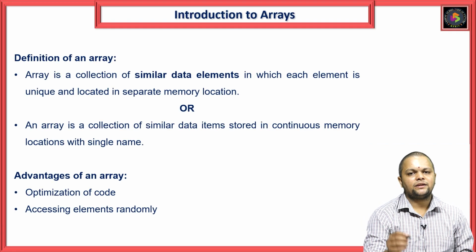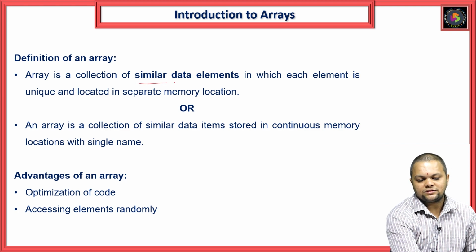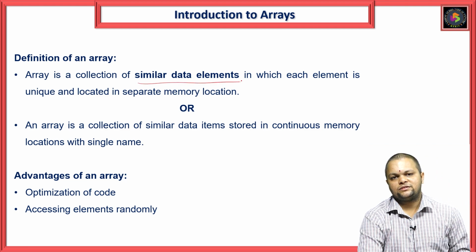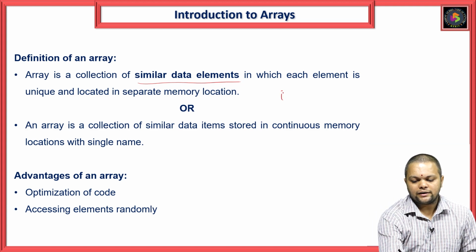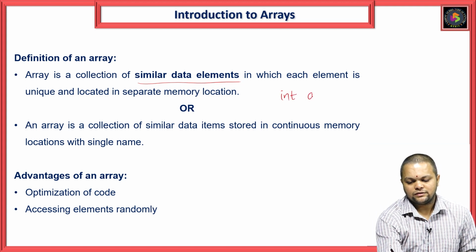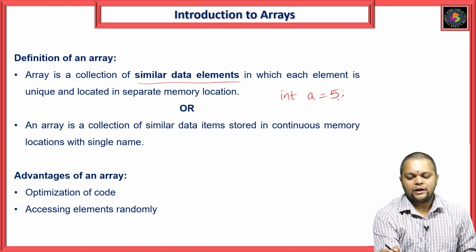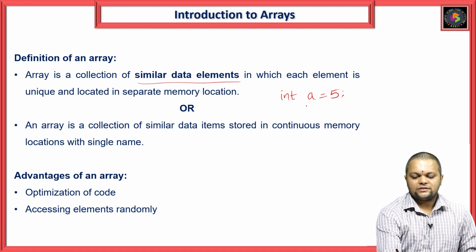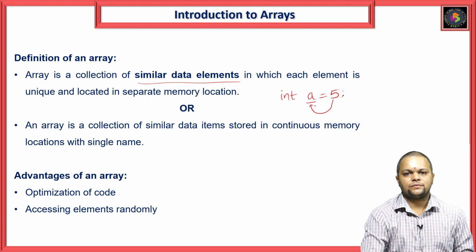So what exactly is an array? Array is nothing but a collection of similar data elements. Likewise, if I am taking just an integer, if I am giving int a equal to 5, this a is a variable which takes only one element at a time.